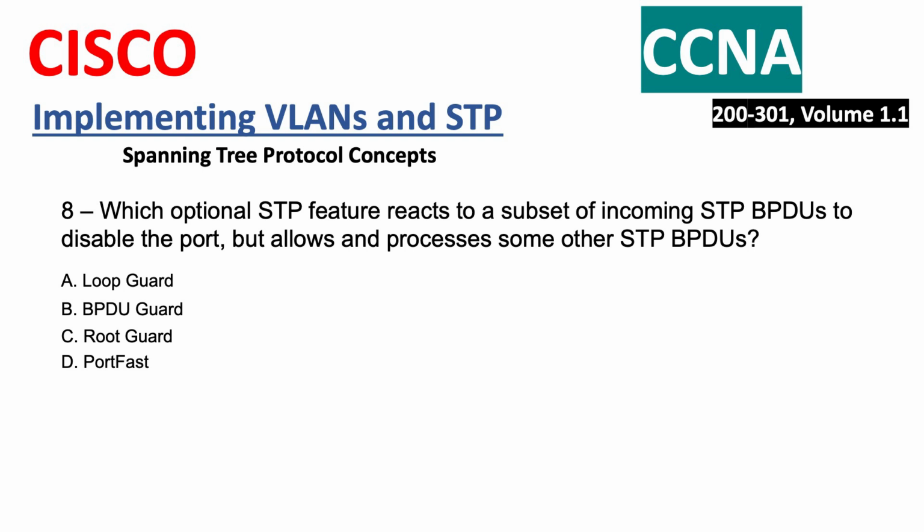Question 8. Which optional STP feature reacts to a subset of incoming STP BPDUs to disable the port but allows and processes some other STP BPDUs? A. Loop guard. B. BPDU guard. C. Root guard. D. PortFast.